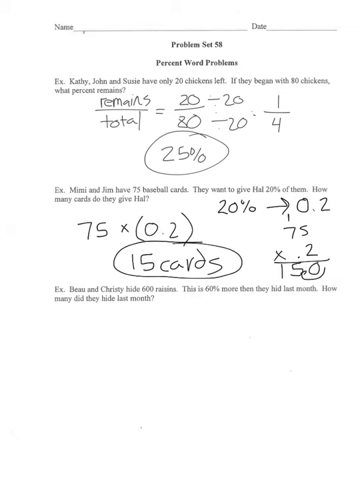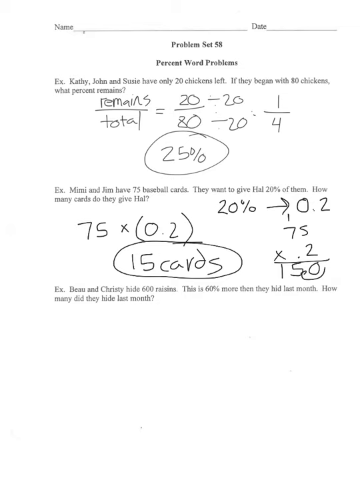All right, so here's our last example. Bo and Christy hid 600 raisins. Why they did this, I have no idea. This is 60% more than they hid last month. Why are they hiding all these raisins? How many did they hide last month?